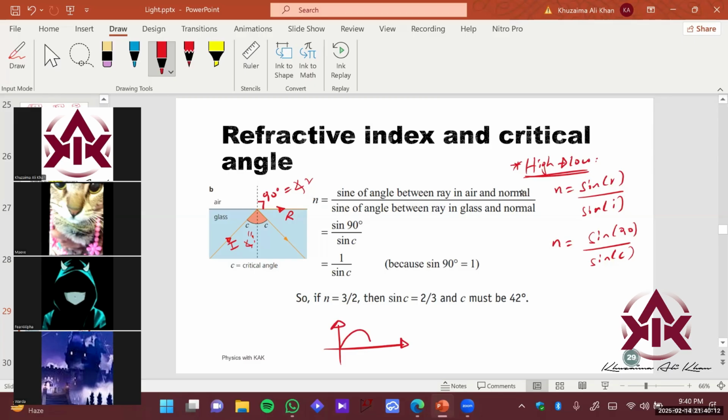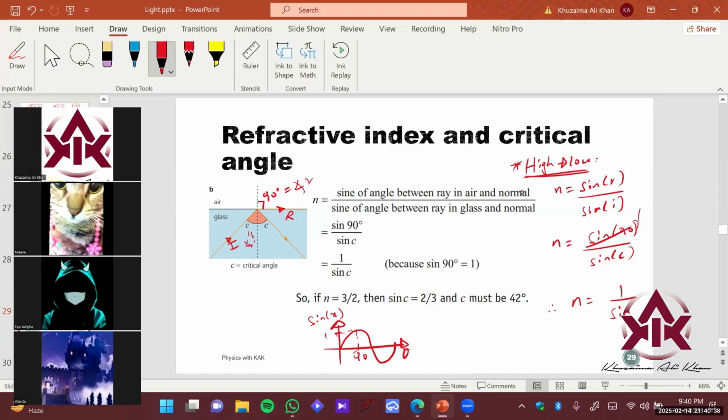This is a sine graph, right? This is the sine of x, and this is degrees. At 90 degrees, you have a value of sine that is 1 over here. Therefore, this part becomes 1. Therefore, for critical angle, the relation of refractive index and critical angle is as follows: n equals 1 over sin C, right?